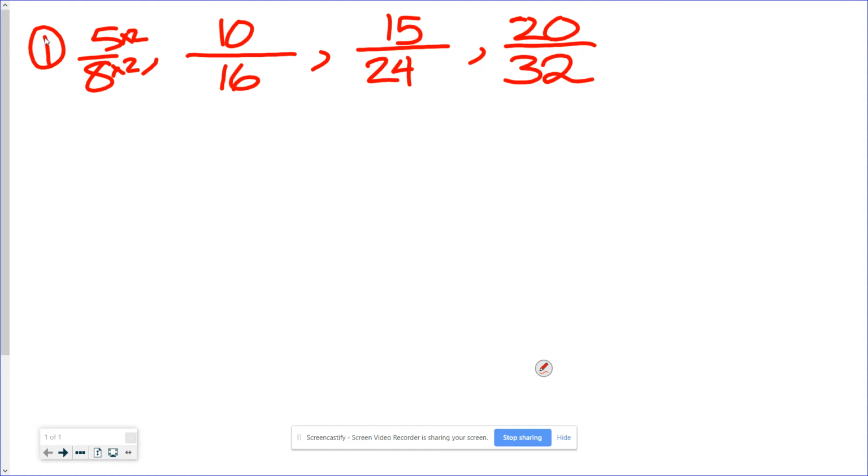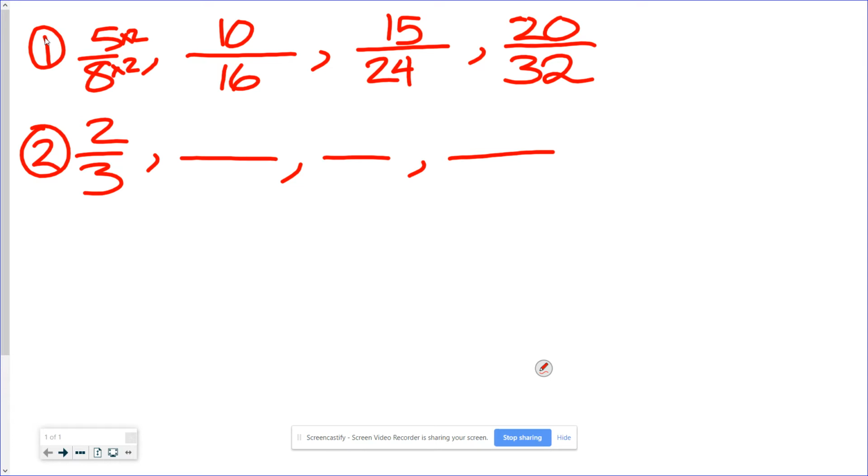Next one we're going to do is 2/3. Again, we're going to come up with 3 examples that are equivalent to 2/3. I'm going to start simple: 2 times 2 and 3 times 2.